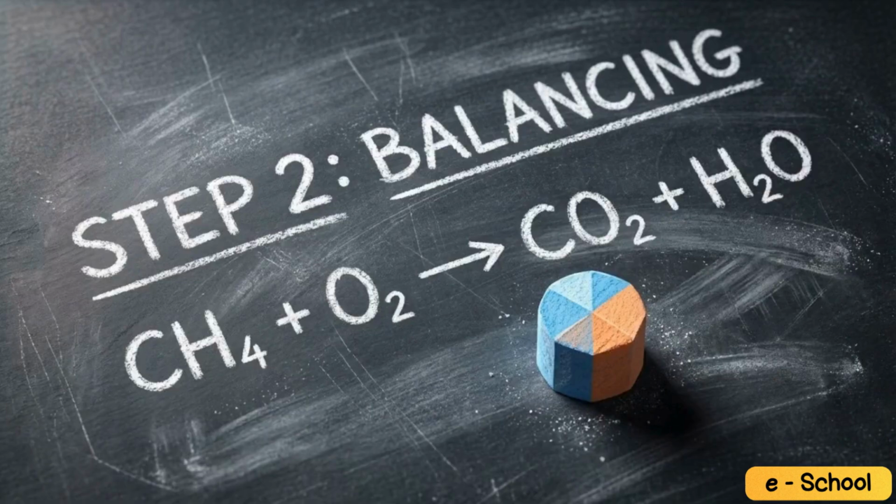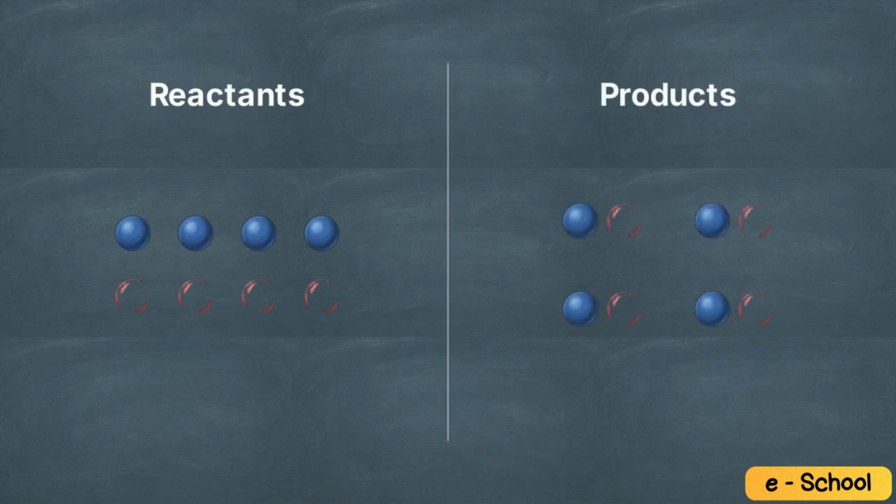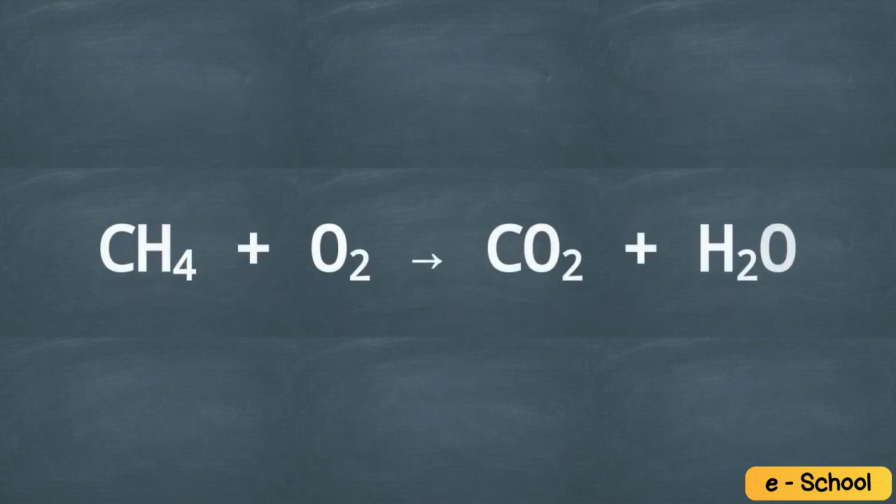Once you classify the reaction, you must balance it. The law of conservation of mass states that the number of atoms for each element must be identical on both sides of the equation. We will use the combustion of methane, CH4 plus O2, to demonstrate the balancing steps.